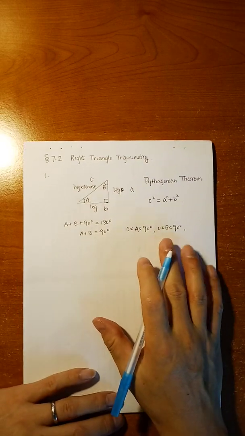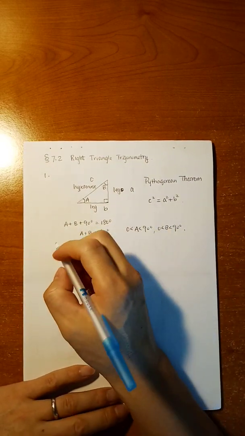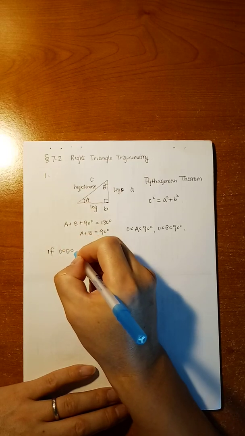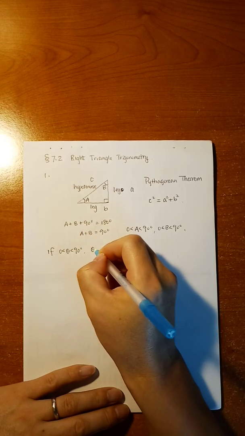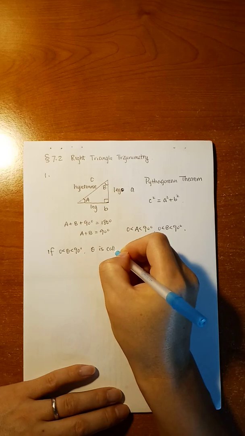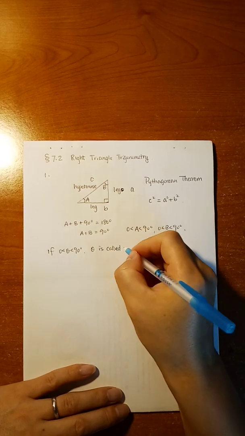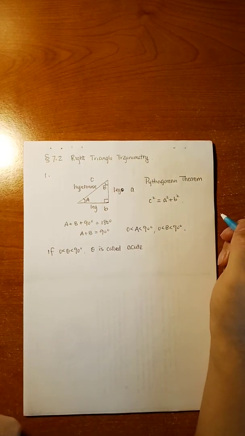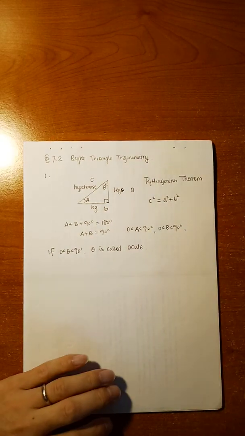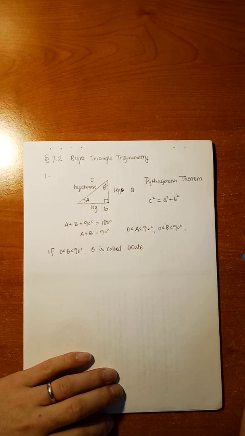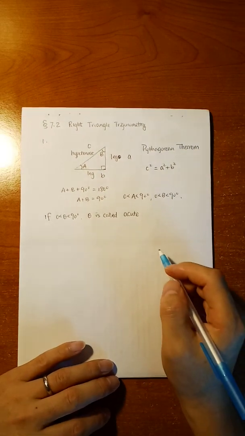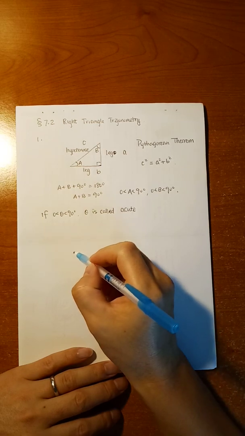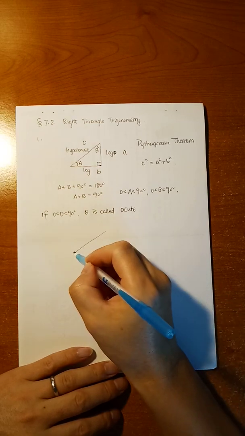And those angles are called acute angles. So if theta is between 0 and 90, theta is called acute. Okay, so theta is an acute angle. For the acute angle, let's see, you randomly pick any acute angle.